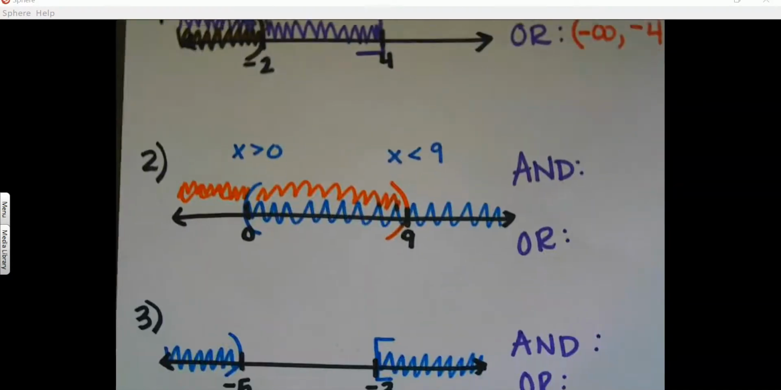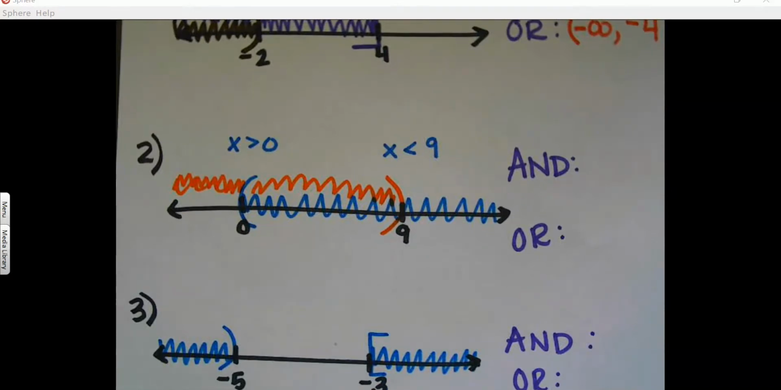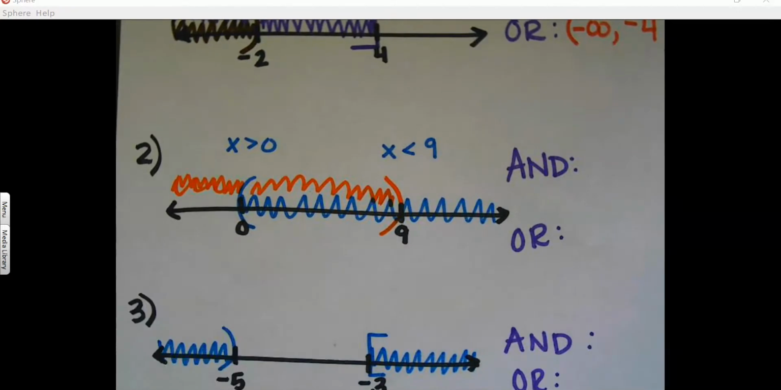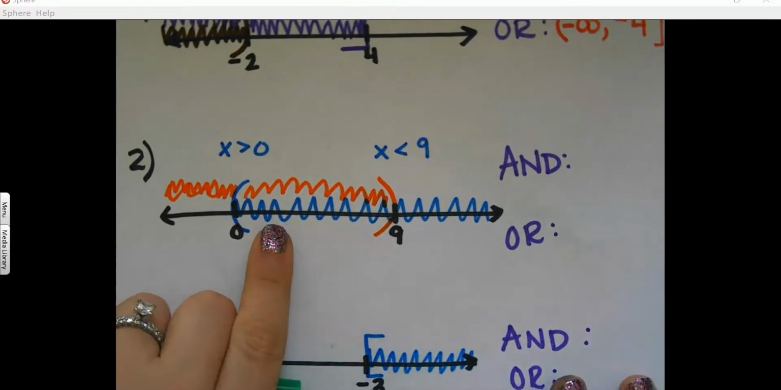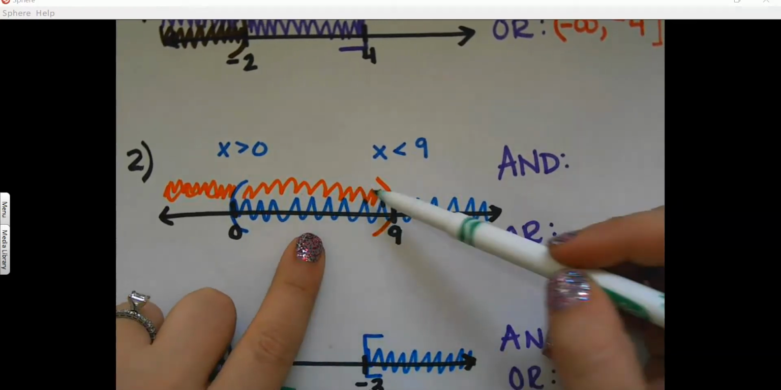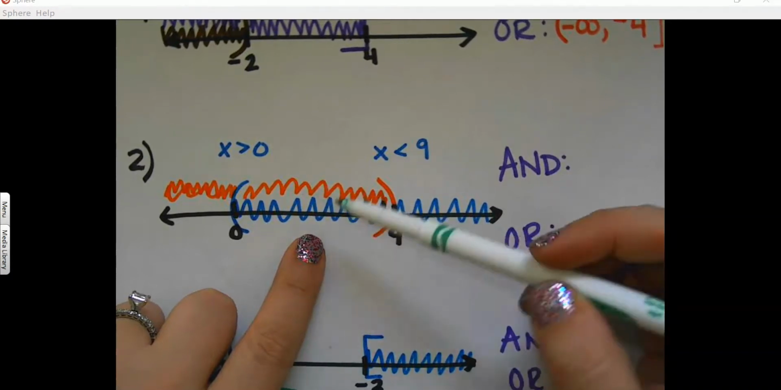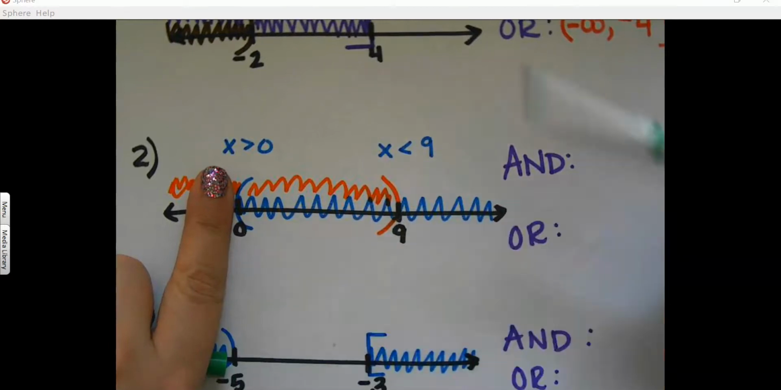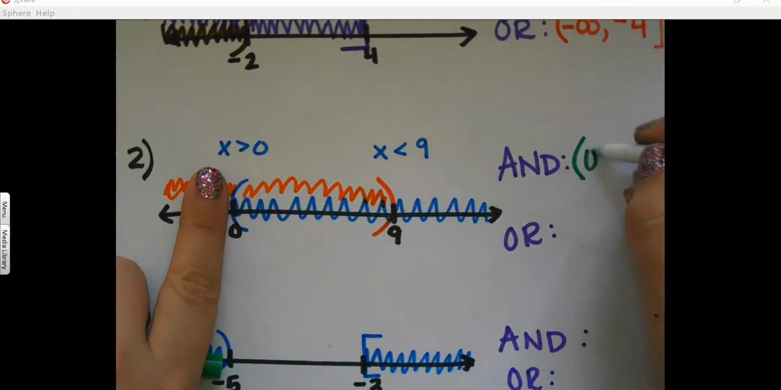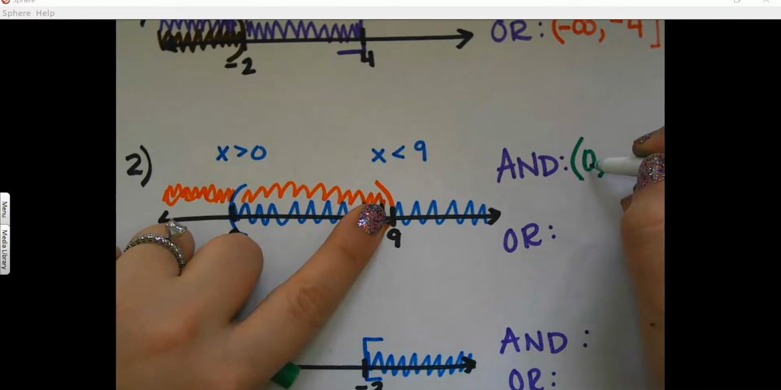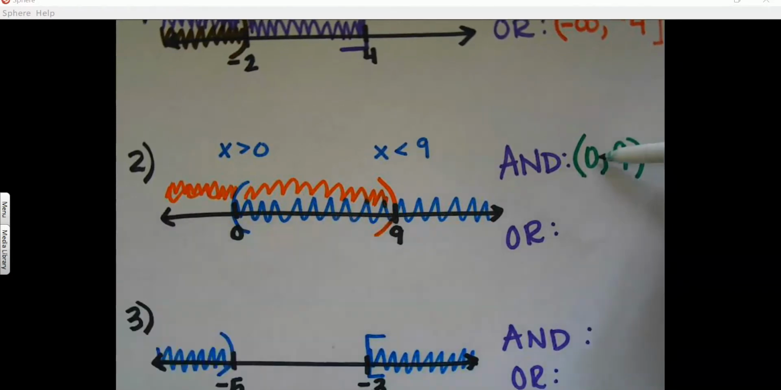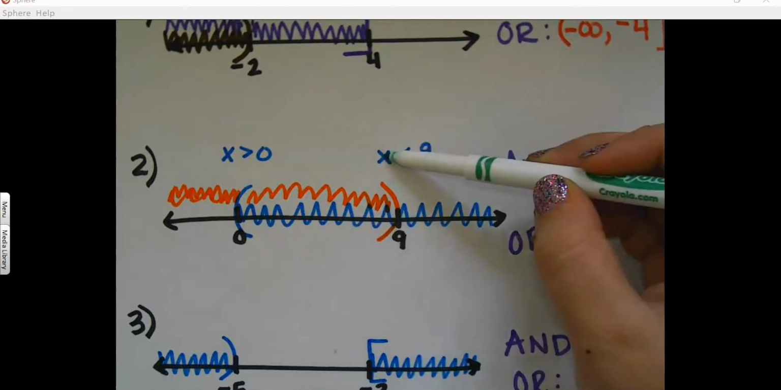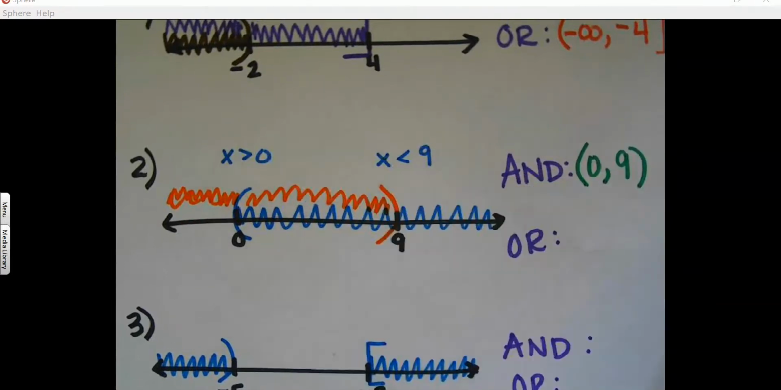Okay, let's check number 2. If it was and, we're looking for where both the solutions are. So it'd be just right here. So for and, it would be parentheses 0, comma 9. So any number in between 0 and 9 would work for x here and here.